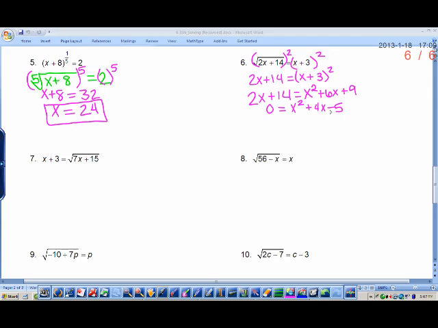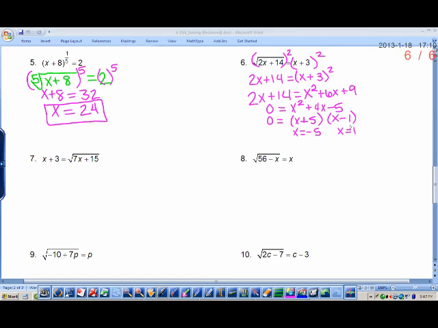If you'll remember, the easiest way to solve a quadratic is by factoring. And this, in fact, does factor. We need factors of -5 that add up to +4. So that would be x plus 5 and x minus 1. That gives me the two solutions, x equals -5 and x equals 1.